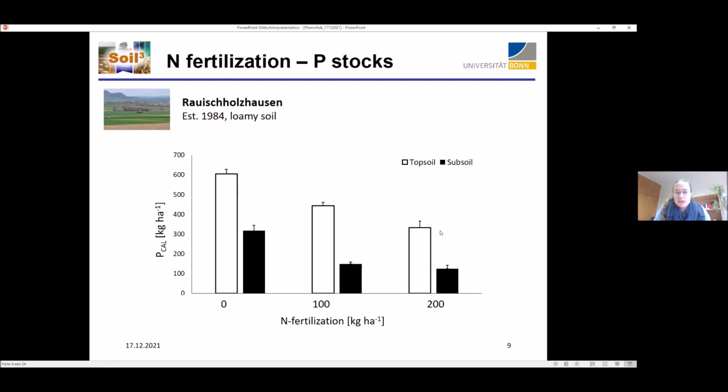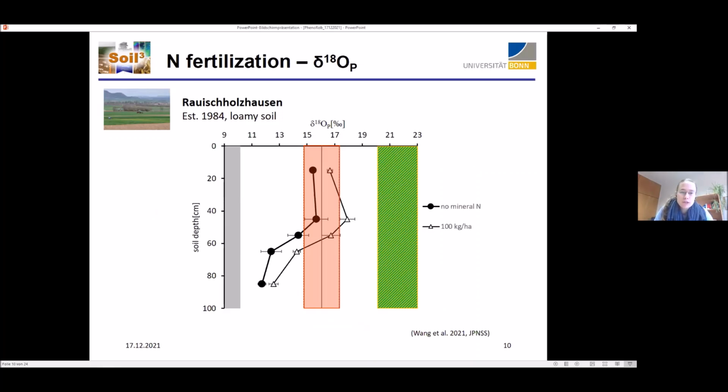With increasing N fertilization, the phosphorus stocks in the soil decrease, both again in the topsoil and in the subsoil, compared to the non-fertilized treatments. So with increasing N fertilization, we should also stimulate a more efficient recycling of phosphorus resources. If that is the case, then we should also see this in the isotope values. And indeed, when we compare treatments that did not receive any N fertilizer to those that did receive N fertilizer, we see higher isotopic values, and especially in subsoil, higher isotopic values in the fertilized treatments than in the non-fertilized treatments.